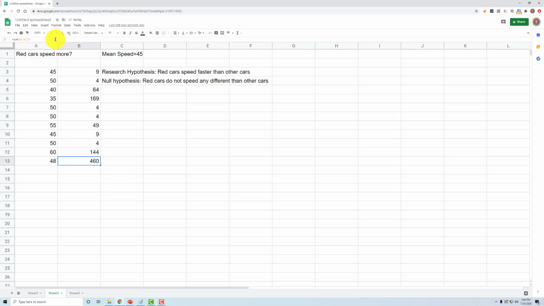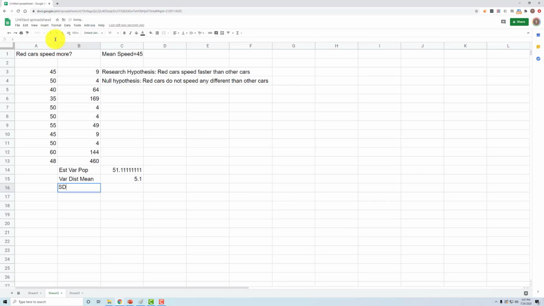And so our sum of squares in this case is 460. To estimate the variance of the population, I'm going to take my 460 and divide it by the degrees of freedom, which is 9. And then I'm going to get my variance of the distribution of means by taking my estimated variance of the population and dividing by the sample size of 10.